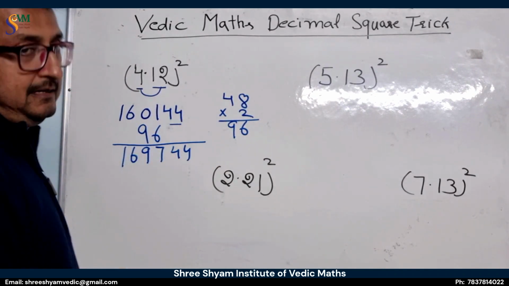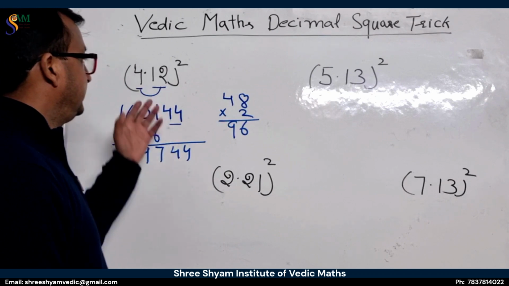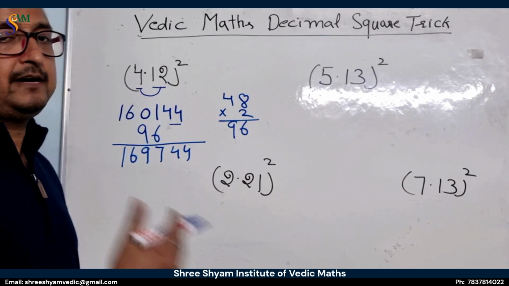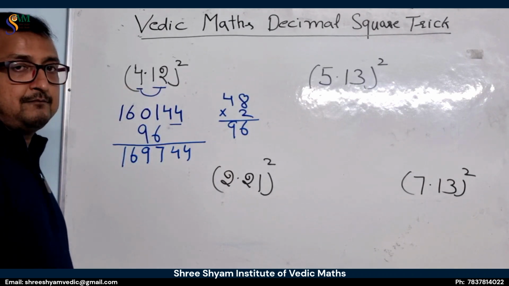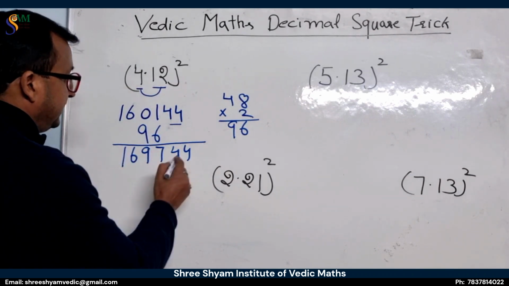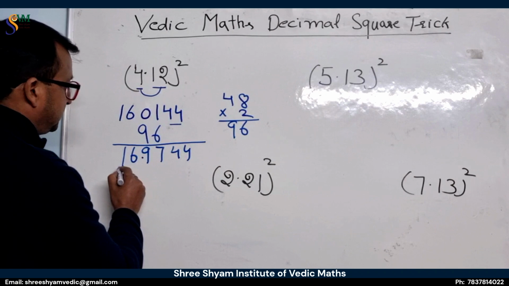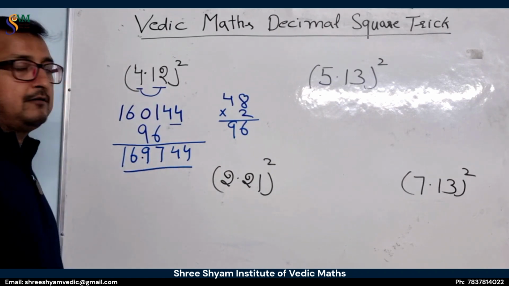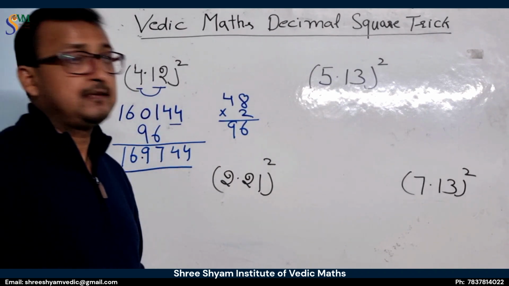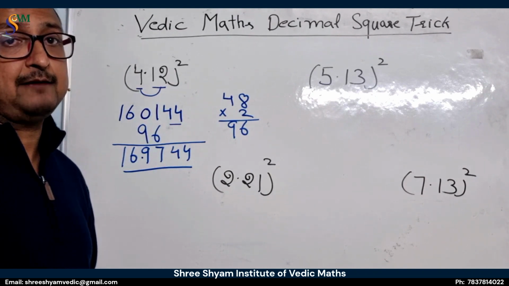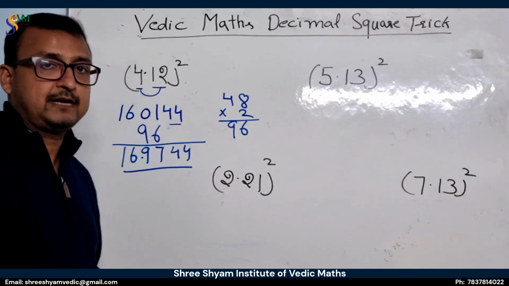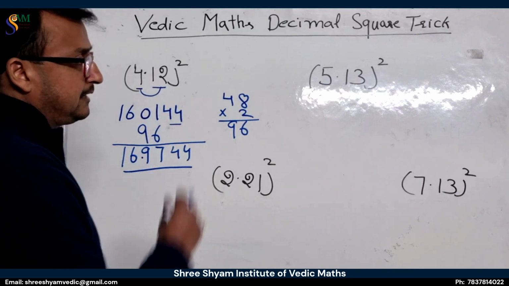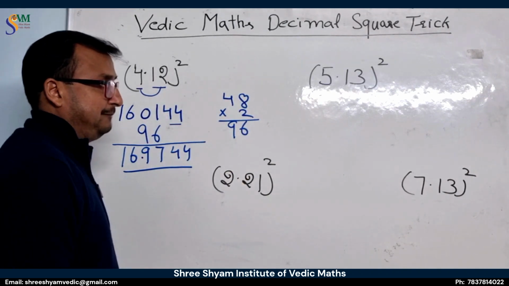Now this would be the answer if there were no decimal. But now it is a decimal, so we put the decimal before 4 digits from the right, and this should be the answer of 4.12 square. Very simple, very easy. I have taken time because I am explaining, but after practice we can do it in a single line.